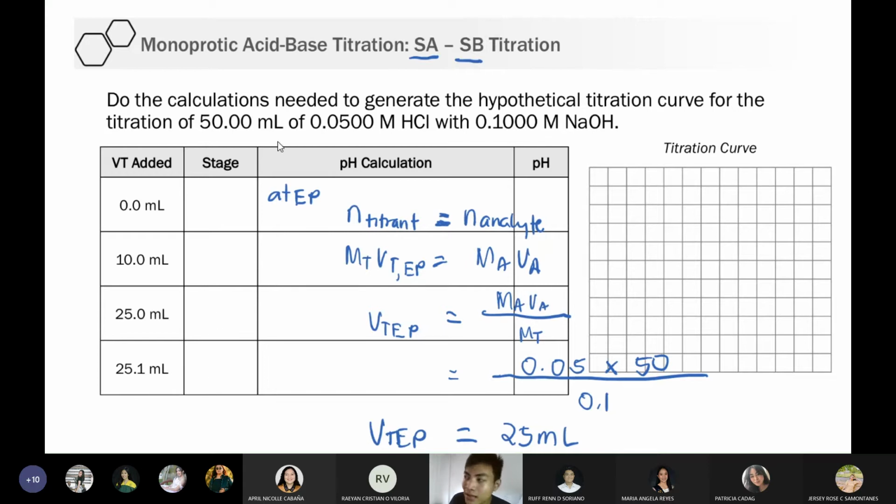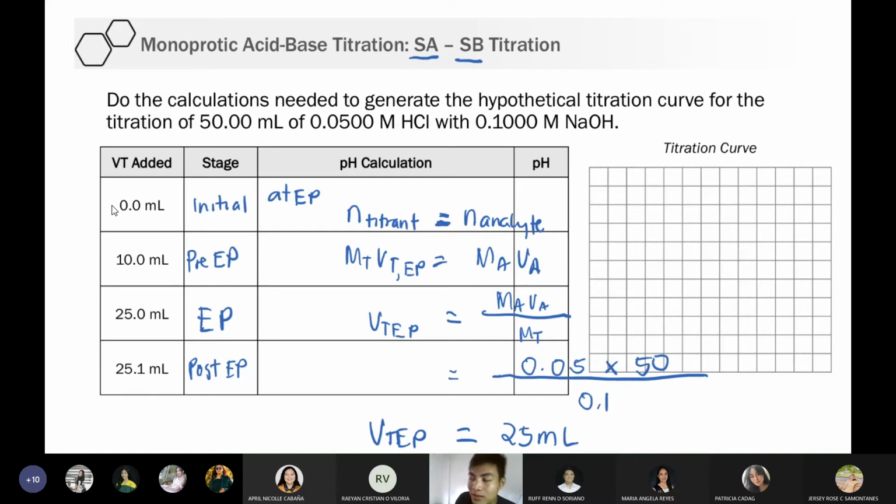Okay? Ang purpose, bakit natin hinanap si VTEP, si volume of titrant at equivalence point, ay para malaman kung anong stage yung mga numbers na to. Kasi pag di mo alam kung asang stage ka, di mo masasagutan to. So we just knew that VTEP, the volume of titrant at equivalence point, is 25 mL. So this stage, equivalence point tayo. So anything lower than this is called the pre-equivalence point, and anything higher than this is called the post-equivalence point volumes. Itong 0, edi malamang initial yan. Wala ka pang nilalagay eh.